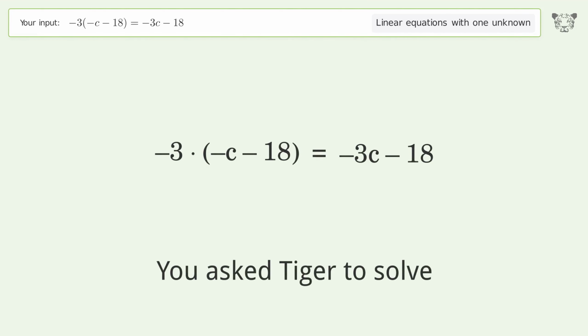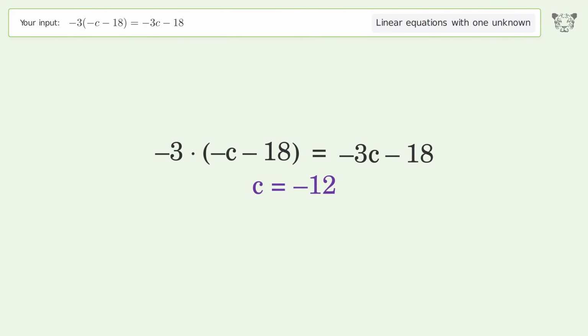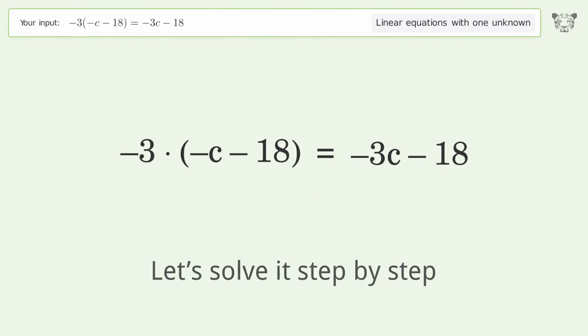You ask Tiger to solve. This deals with linear equations with one unknown. The final result is c equals -12. Let's solve it step by step.